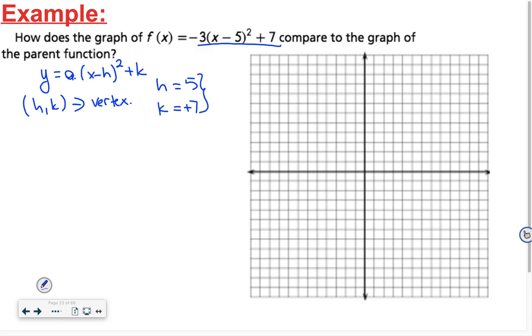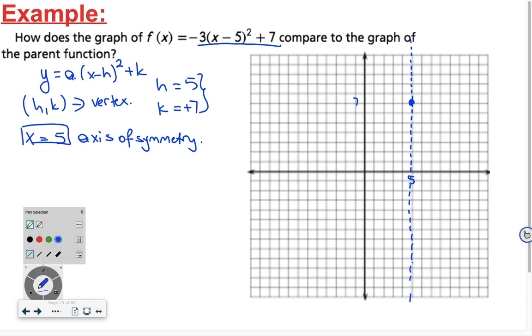1, 2, 3, 4, 5. 1, 2, 3, 4, 5, 6, 7. This is 7. This is 5. This is your vertex, which means that this is your turning point. And remember that the x coordinate of the vertex, which is x is equal to 5, is the axis of symmetry. Which means that this is your axis of symmetry. After that, we are going to find one more point to be able to understand the points on the quadratic function.